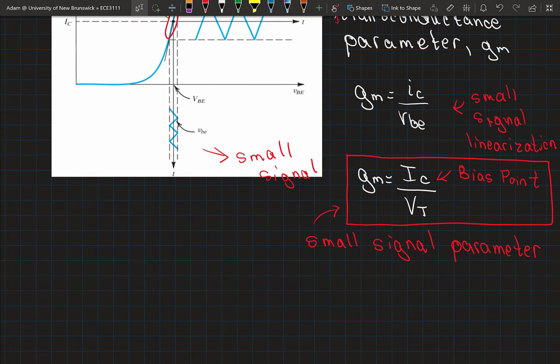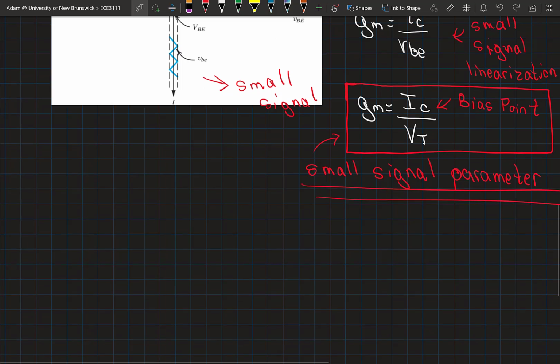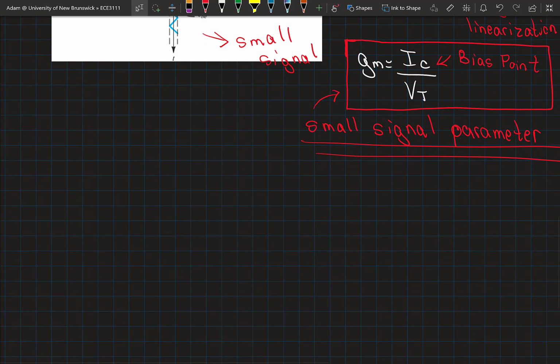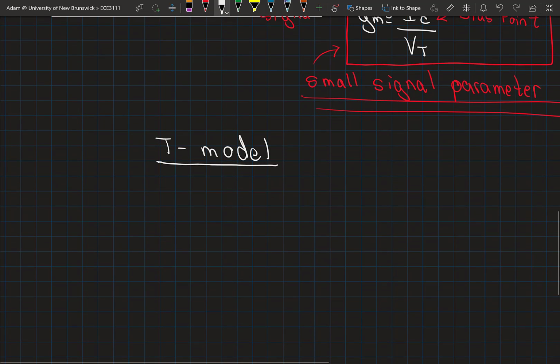So again, this is a significant discovery, this transconductance parameter for our BJTs, and this can be calculated for all BJTs in the same way. How does this help us? Well, this leads us to some BJT models that are much simpler in the small signal realm as compared to the large signal or DC bias models.